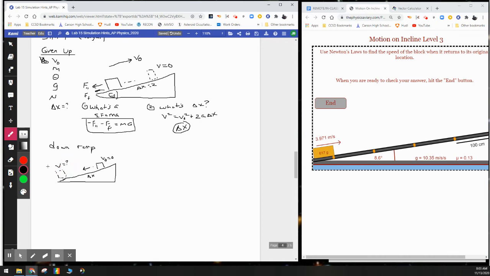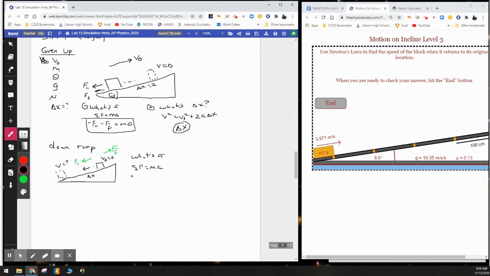Now, as it moves down the ramp, I'm going to use a different colored pen to figure out what all the forces are that are acting. We have the parallel force, which is acting in this direction. And we also have the force of friction, which is acting in this direction. As usual, we need to figure out what's a. So what's a? The sum of the forces is equal to ma.